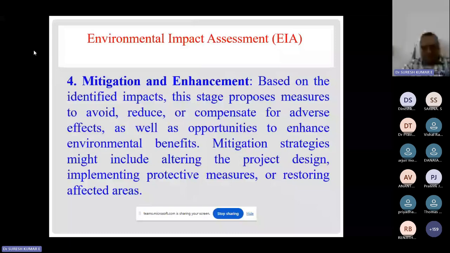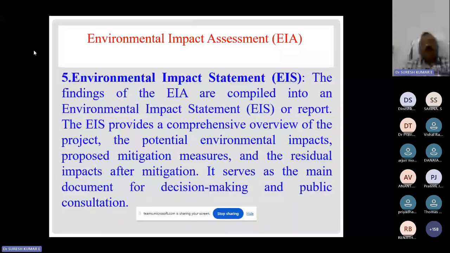Next, the fifth stage is the environmental impact statement. Finally, an EIS, environmental impact statement, will be there. The findings of the environmental impact assessment are compiled into an environmental impact assessment report. For every project, this report is required. The EIS provides a comprehensive overview of the project, its potential environmental impacts, proposed mitigation measures, and the residual impacts after mitigation. It serves as the main document for decision making.